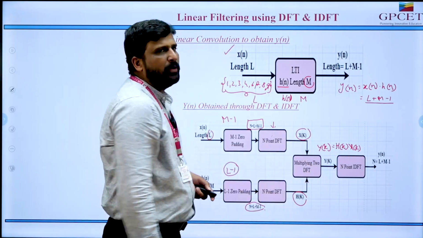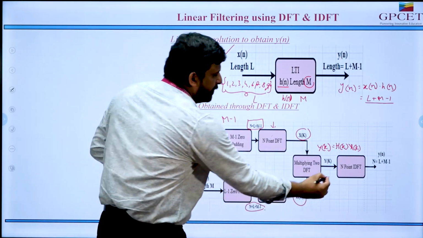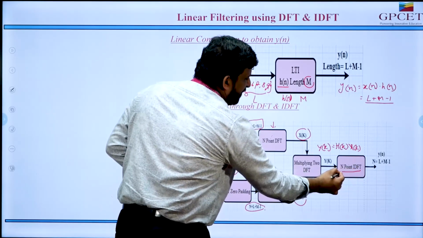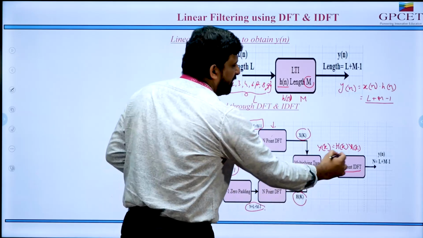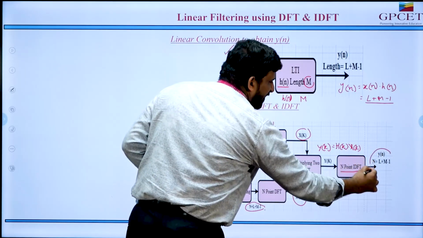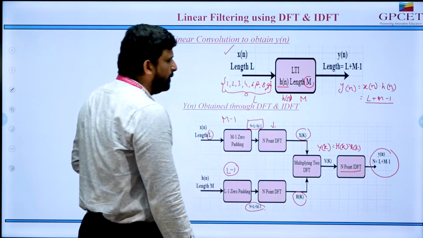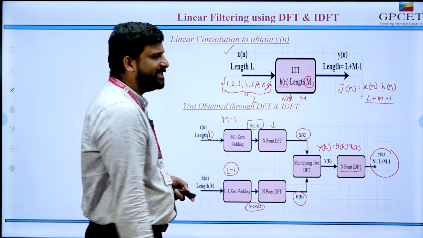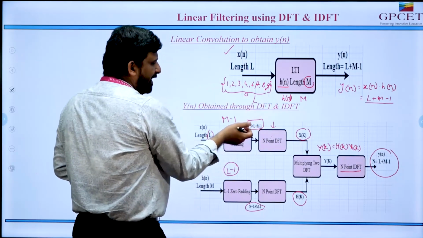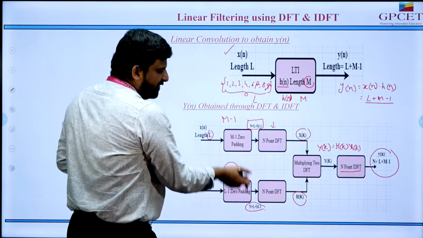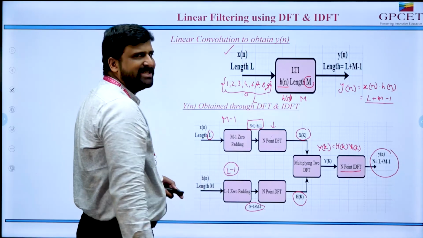Now here I am doing the inverse discrete Fourier transform. You can see this N-point Y of k goes through the inverse discrete Fourier transform, where Y of k is converted into y of n with the length capital N is equal to L plus M minus 1. You can see the length both here. The output length I am going to get will be equal to the length I have converted here, N is equal to L plus M minus 1.